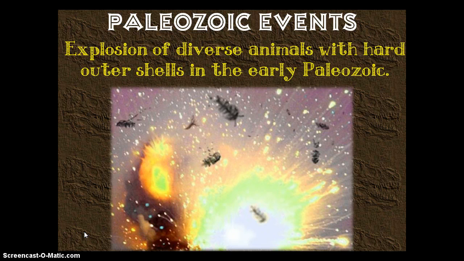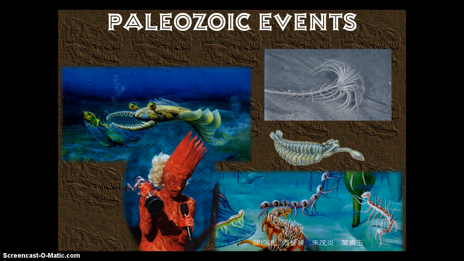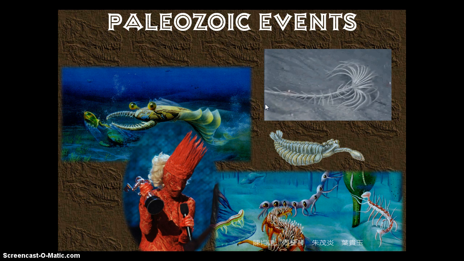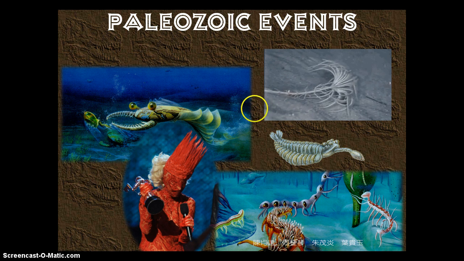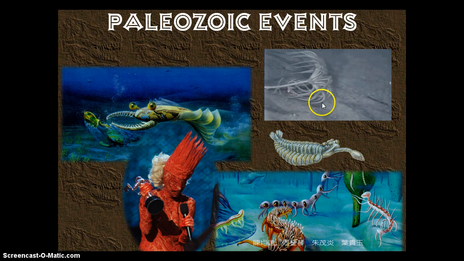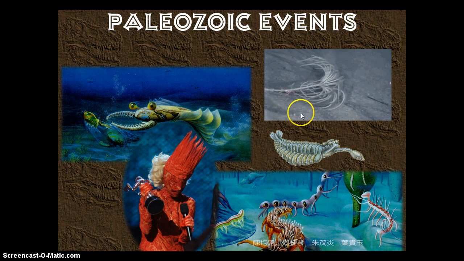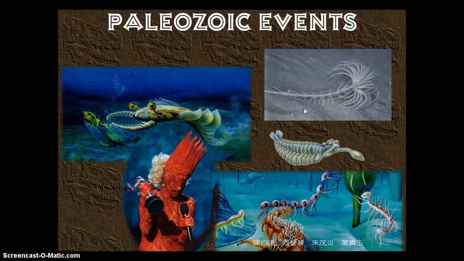So what do I mean by invertebrates with hard outer shells? If you remember, invertebrates do not have an internal skeleton. They have exoskeletons to help protect them. And it's that exoskeleton that's the big thing here in the Paleozoic. Your eyes are probably drawn to this really cool looking thing in the upper right hand corner. This is a species that's still alive today.